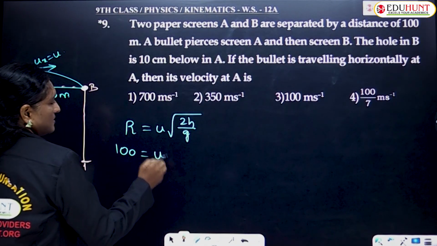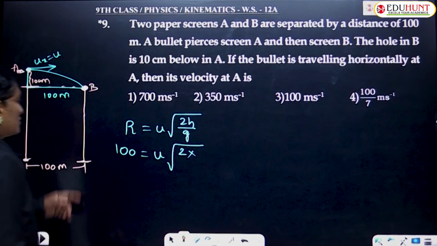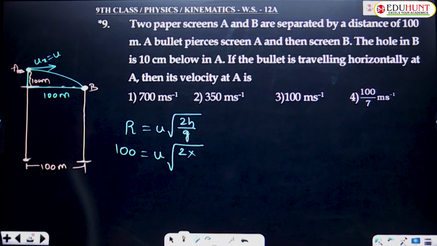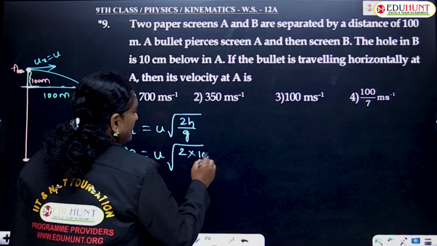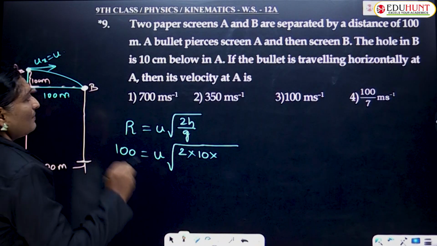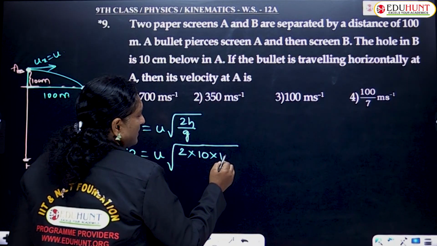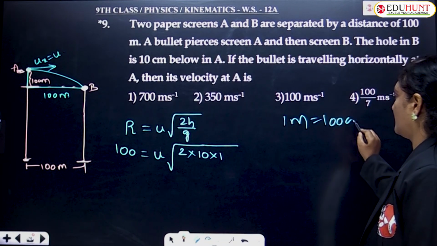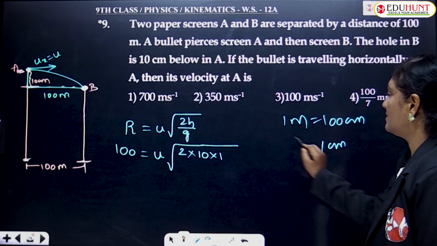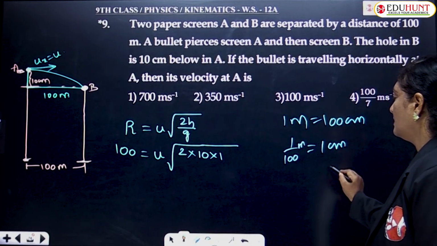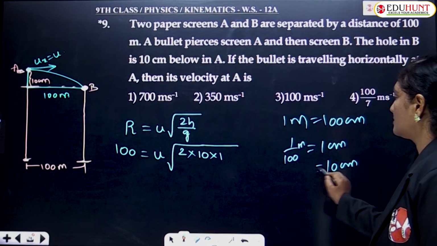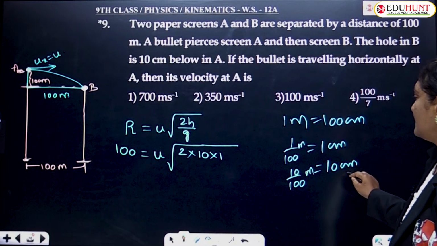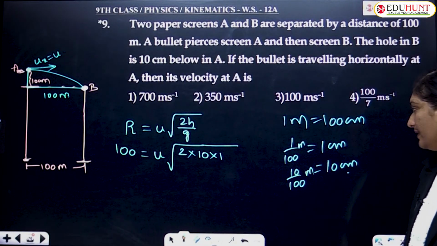Substituting, you are asked to find root over 2h. The value of h is given as 10 centimeters. Range is in meters and that is in centimeters. So let us change 10 centimeters into meters. How to convert? 1 meter is equal to 100 centimeters. Then 1 centimeter is equal to 1 by 100 meters. But 10 centimeters is equal to how much? 10 by 100 meters. Is that clear, children? So 10 centimeters is equal to 10 by 100 meters.